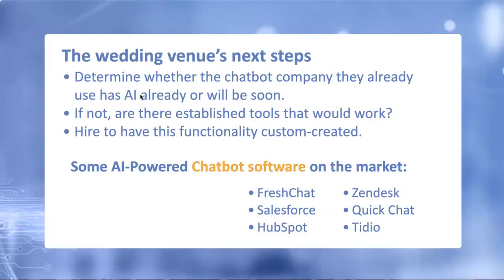So here's the full stack of what they would do next, although we're already down here. Determine whether the chatbot company they already use has AI installed or operating within it. It doesn't. So moving on: are there established tools that would work? We think we found one. And if not, they'd have to hire for this functionality to be custom created. So here's some chatbot software. Salesforce and HubSpot are not chatbot software. They're a lot bigger than just chatbot, but they do have AI chatbot functionality built into their platform, just FYI.